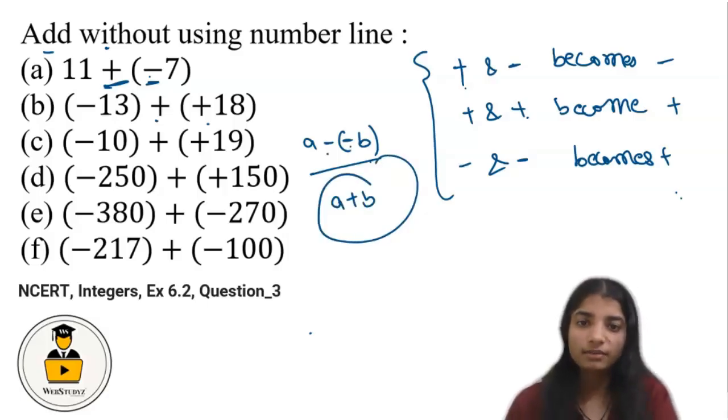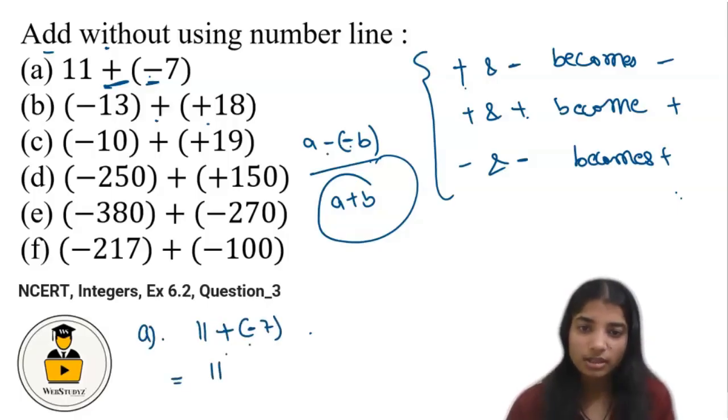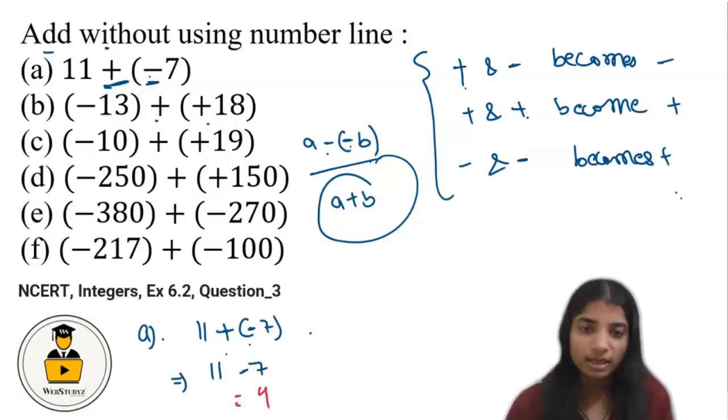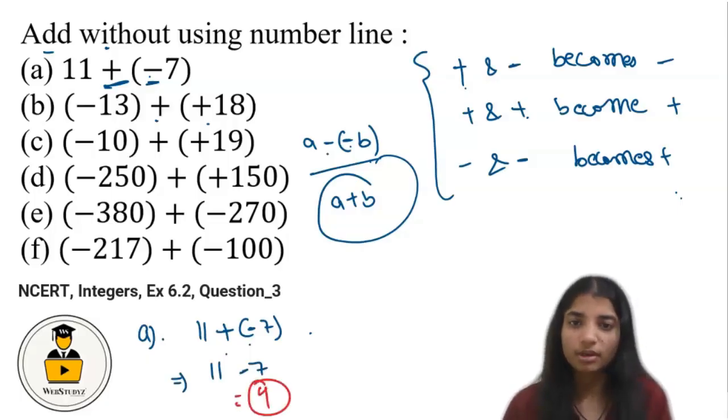So let's start with the part 1. In the part 1, we are given the number which is 11 plus minus of 7. As we just discussed above, plus minus becomes equals to minus. So this from here becomes equals to 11 minus 7. Now we are just simply going to subtract 7 from 11. So when we subtract 7 from 11, we get the answer as 4. So 4 is the answer to the part 1 of the question.